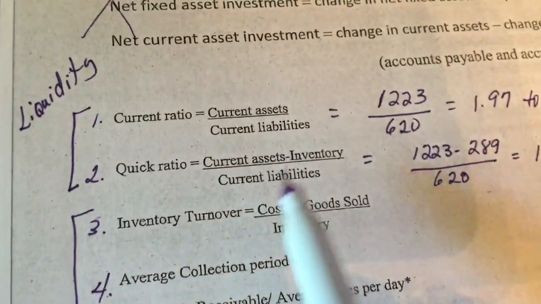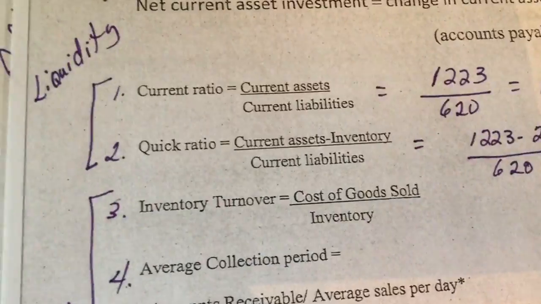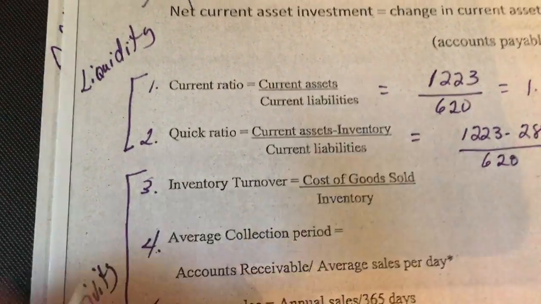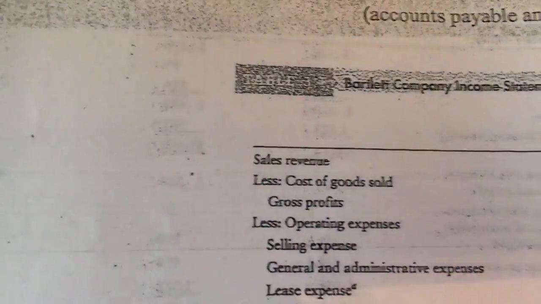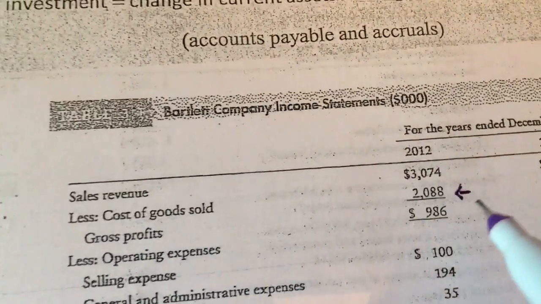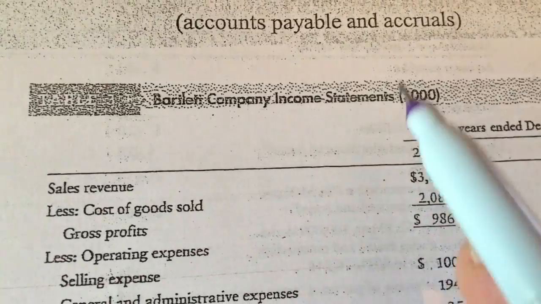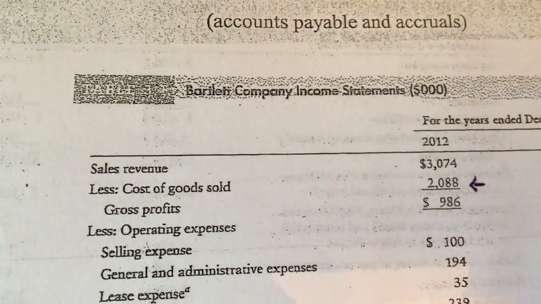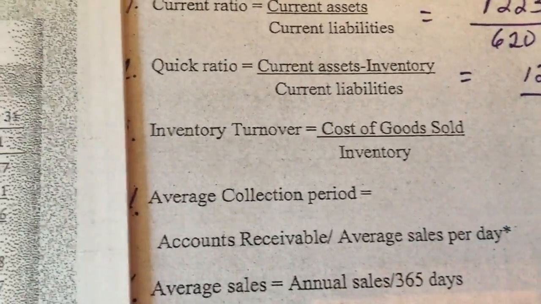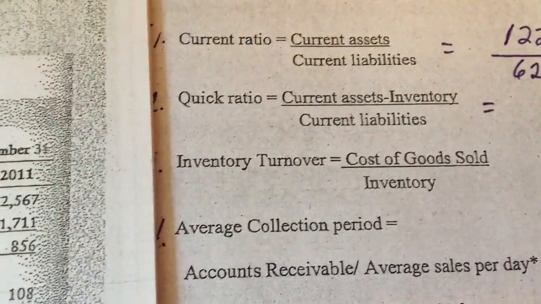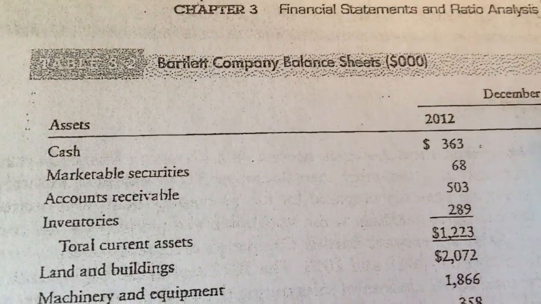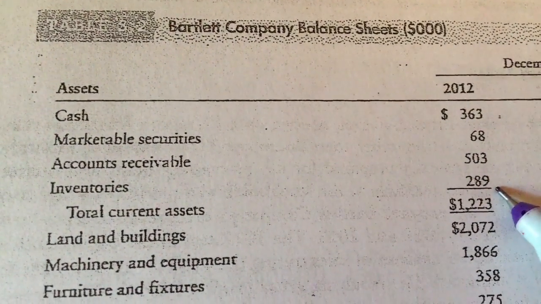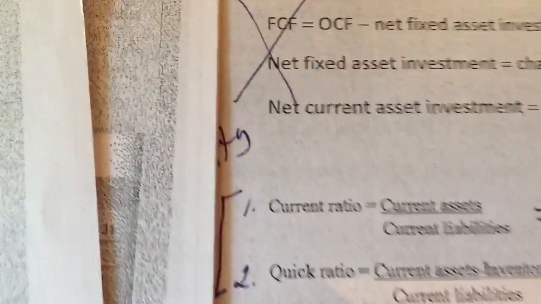But let's take a look at number 3, our inventory turnover. We want our cost of goods sold divided by our inventory. So go to your income statement. Cost of goods sold here is 2088. This is the income statement, and we want to divide that in this case by our inventory. Now your inventory is going to come from your balance sheet. So pull up your balance sheet, find your inventory. It's the fourth line down, 289, and those are the two numbers that you're going to use for this particular ratio.